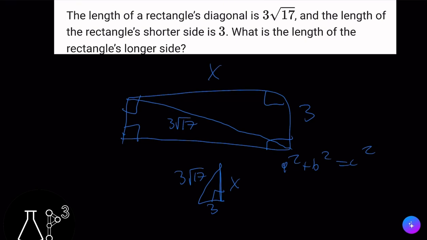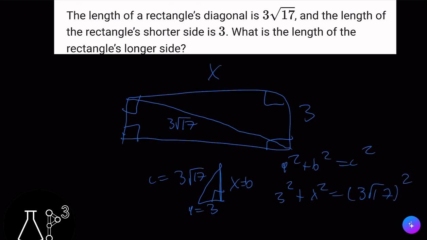C is always the longest value, or the diagonal line of a right triangle, or the hypotenuse, with c equals 3 times the square root of 17, and a and b are the other 2 legs. So we can make a equal 3 and b equal x. So we can write the equation as 3 squared plus x squared, which equals 3 multiplied by the square root of 17, squared.